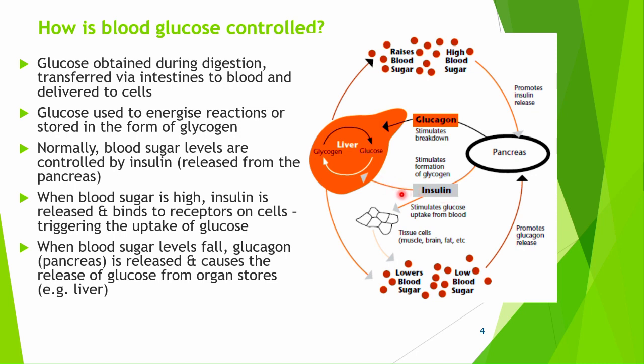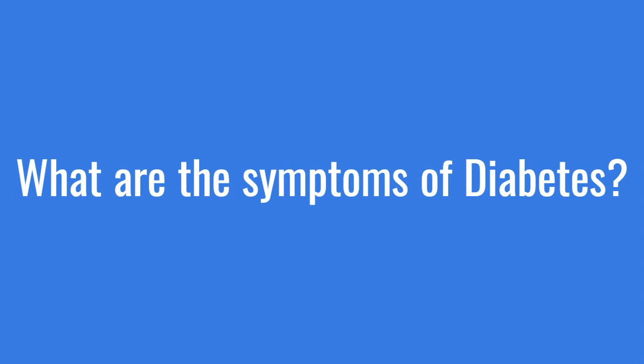When blood glucose falls, glucagon is released from the pancreas and causes the release of glucose from organs, for example the liver. So high blood sugar promotes insulin release, and the insulin stimulates formation of glycogen stored in the liver. In case of low blood sugar, glucagon release is promoted, which stimulates the breakdown of glycogen into glucose.